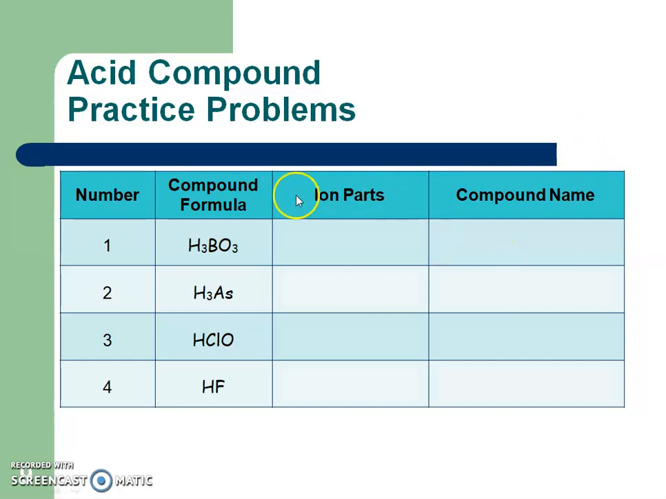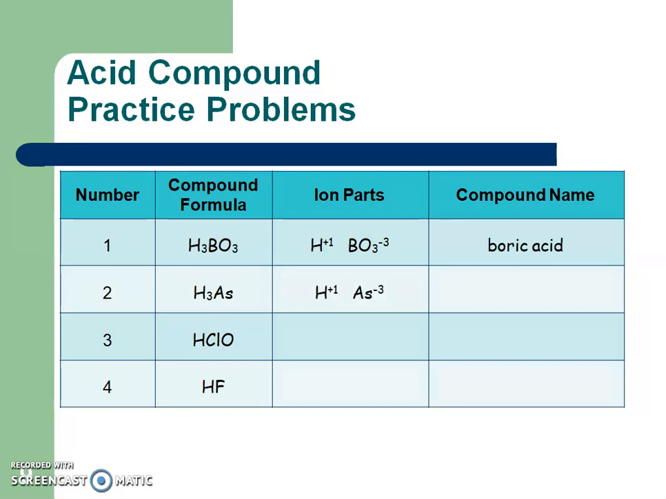All right, so hopefully you paused and you tried to do a couple of these. So number 1, again, the ion parts. Well, the first part is always going to be H+1, and the second part in this case is BO3 -3 charge. So those are my ion parts. I'm going to focus on the negative part. I'm going to say it's a polyatomic ion if it ends in ate or ite, and now I'm going to change it to boric acid.